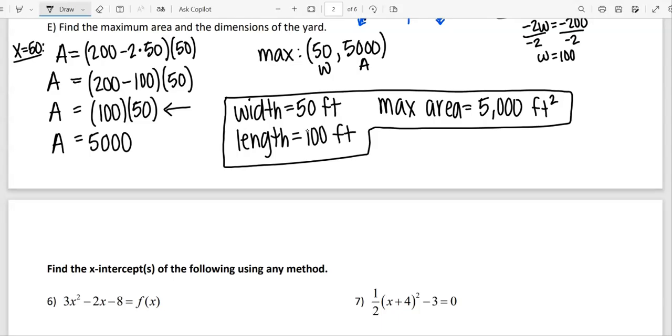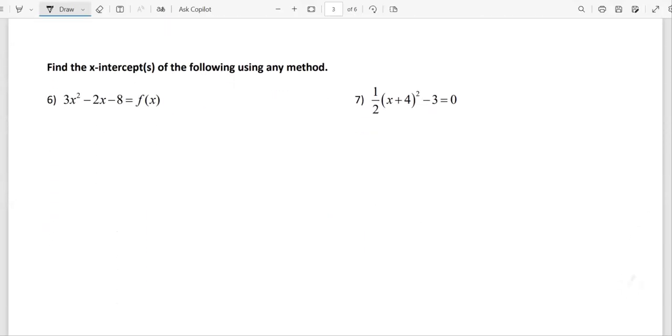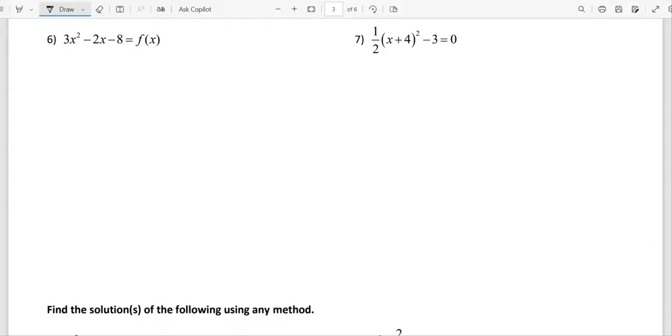What could you also do to find the maximum? Somebody mentioned it earlier. You could get it in vertex form by completing the square, right? So you could have completed the square as well. Flip it when you're ready. These aren't bad, I promise.